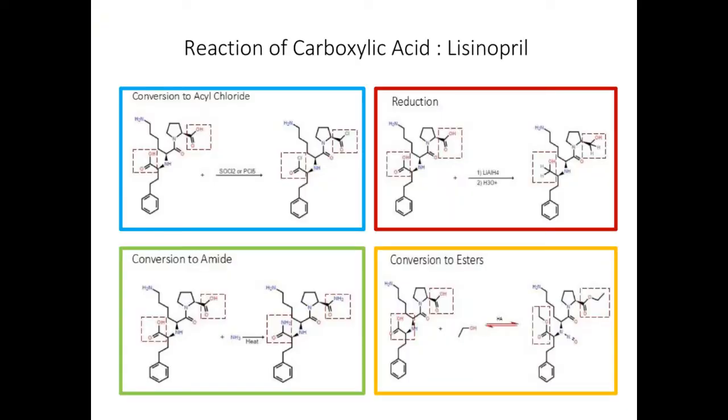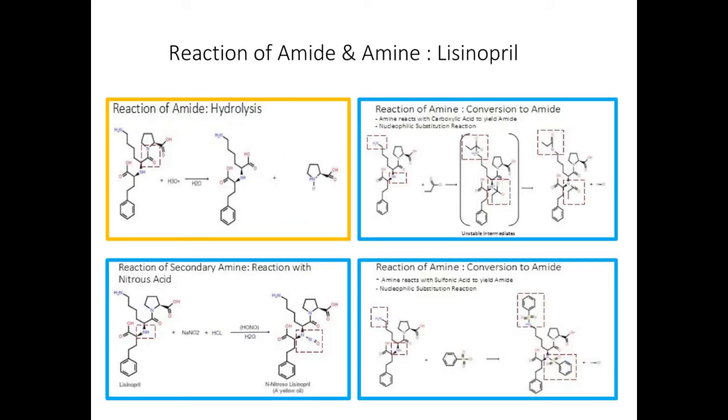In the lisinopril structure, there is a carboxylic acid functional group, which can undergo conversion to acyl chloride when reacting with SOCl2 or PCl5, undergo reduction, undergo conversion to amide, or undergo conversion to ester. For the amide functional group in the lisinopril structure, shown in the yellow box, the reaction of amide is hydrolysis, which causes the cleavage of the bond to produce two products.